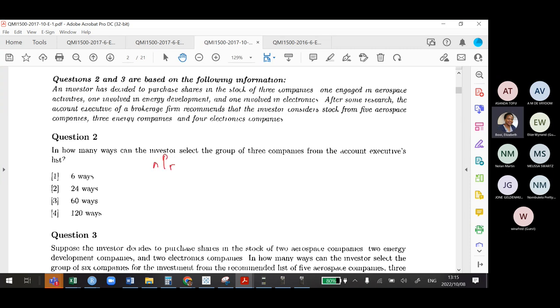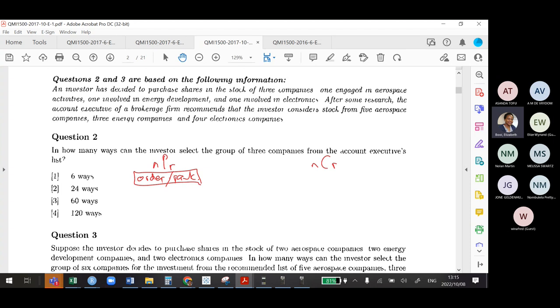nPr is your permutation. nCr is your combination. Here, the order or rank of how things are done is very important. If you need to select a three-member committee and they tell you that you need to select a chairperson, a secretary, and a treasurer, they told you the order in which you need to do the election.